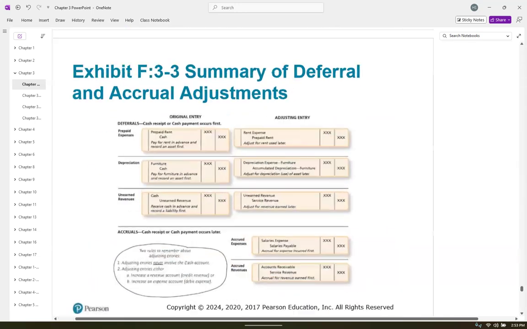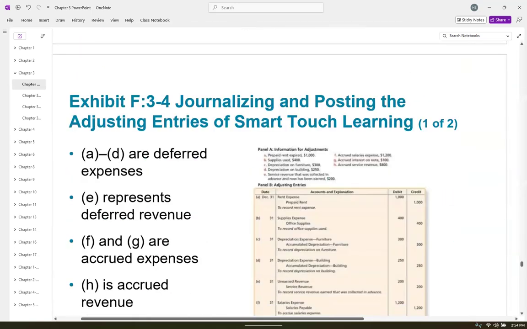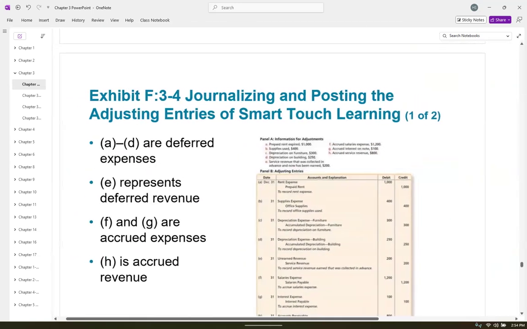Okay. Here is a summary of deferrals and accruals. I do like this. Remember, prepaid expenses and depreciation are kind of in that same category. But the journal entry is very different than the other ones. But buying a building, buying furniture, all of those are technically prepaid expenses. We just don't handle them with the debits and the credits like we do the prepaid expenses. Okay. So that is all for section 3.3.